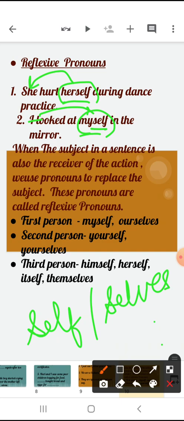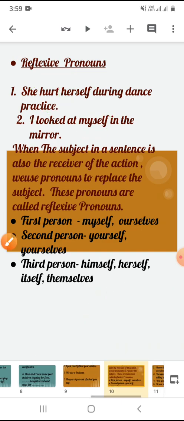In the next sentence, I looked at myself. This is also the receiver. I looked at myself in the mirror, means I am the subject and I am also the receiver of the action. So we use a pronoun to replace the subject. First person: myself, ourselves. Second person: yourself, yourselves. Third person: himself, herself, itself, themselves. Understood?